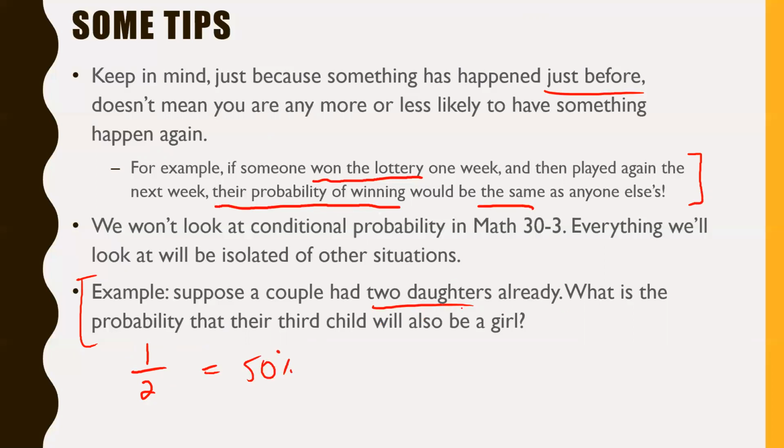Just because the couple already had 2 daughters doesn't mean that they're going to be guaranteed or more likely to have a boy as their third child, right? Now, if you reworded this question and said a couple that doesn't have any kids is going to start having kids, what's the probability that they're going to have 3 daughters in a row? That's a different question. That gets a little bit more complicated. We won't deal with questions like that.